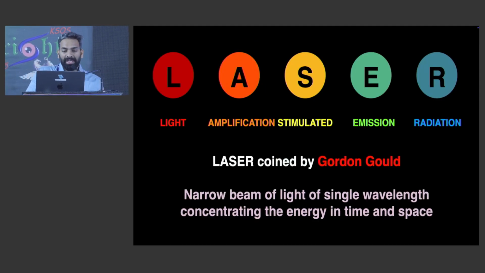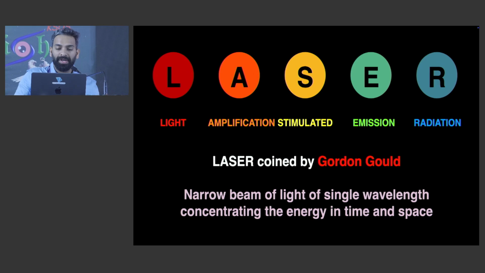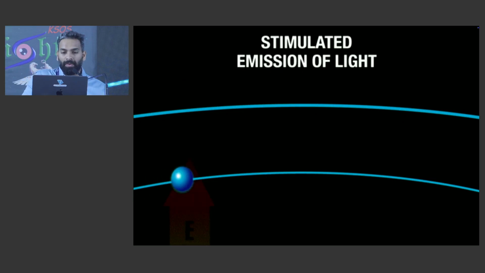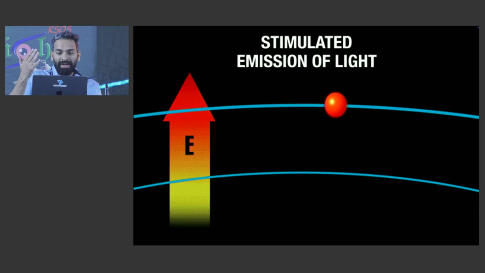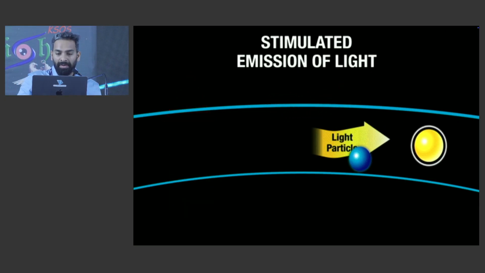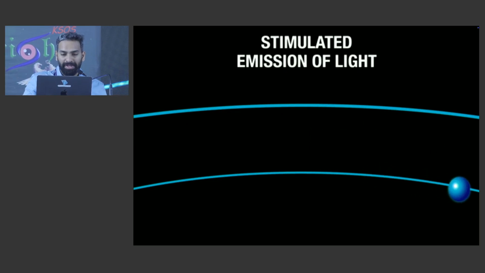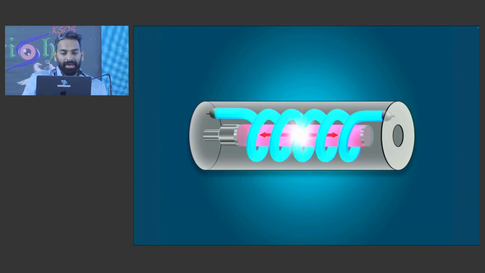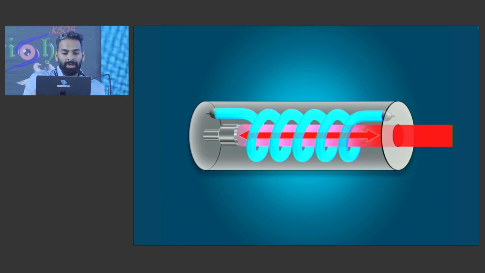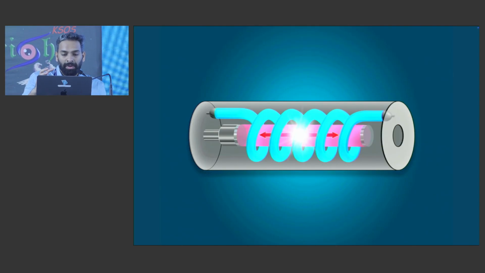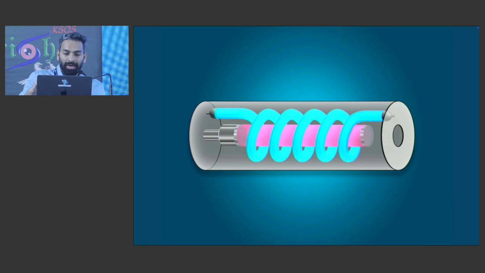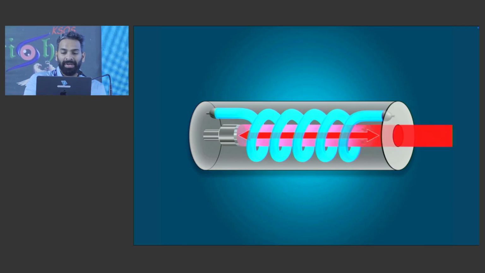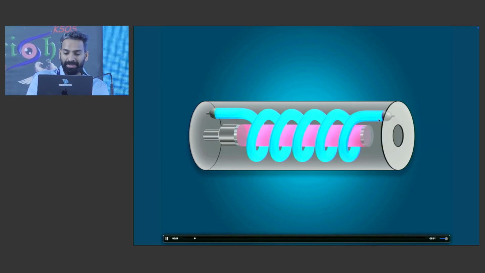Basically, what is laser? Light amplification by stimulated emission of radiation. This term was coined by Gordon Gould. What is happening here is an electron gets stimulated, and when it emits the energy, a light particle occurs. This light particle goes through a box-like thing which has mirrors, gets totally reflected, and then comes out through one place. That is laser.